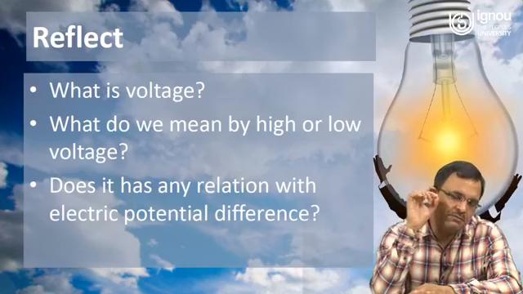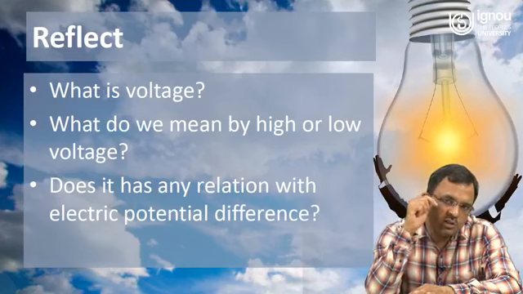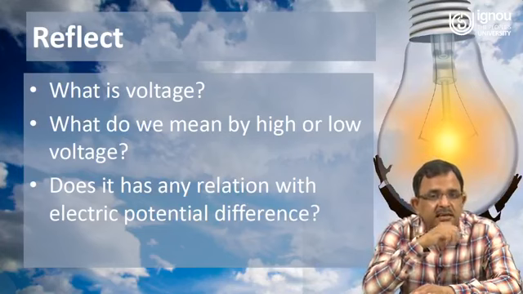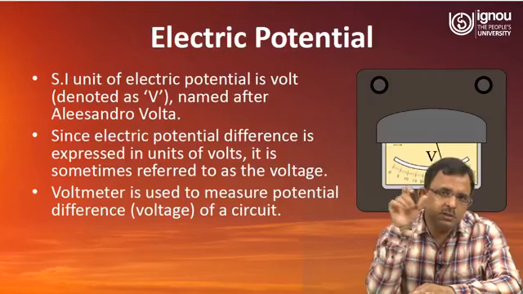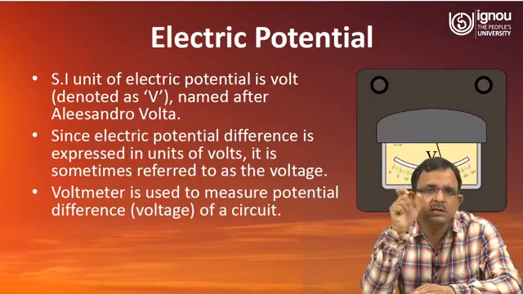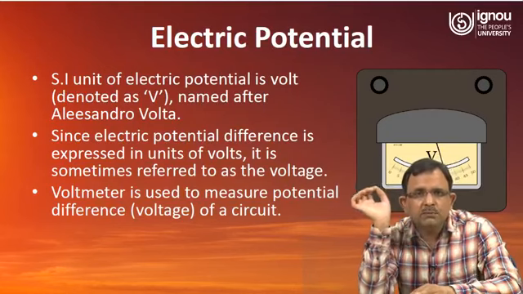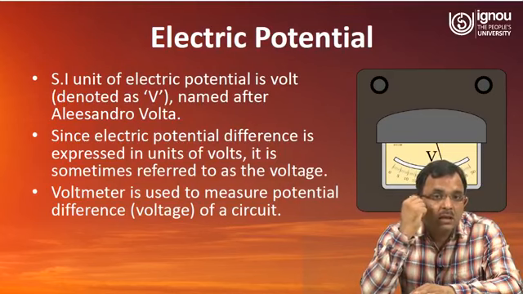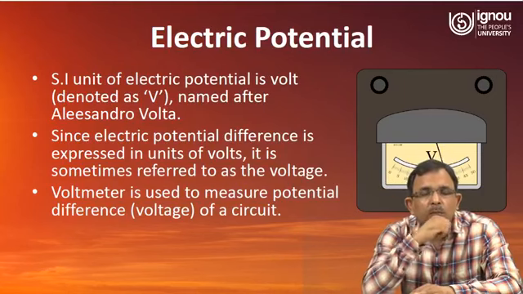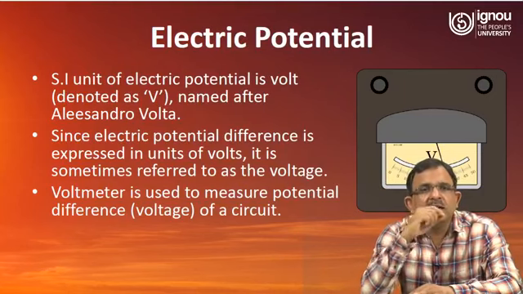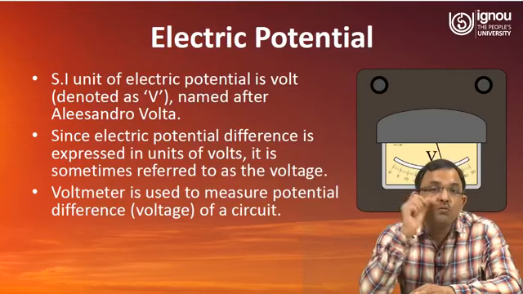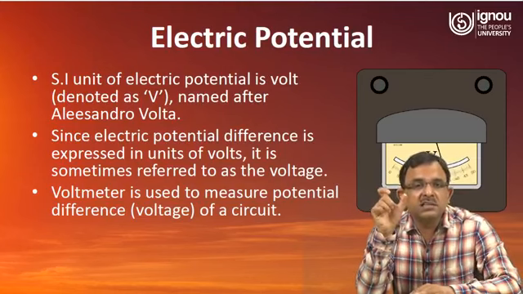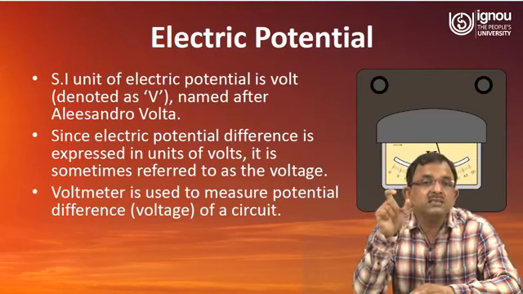Now here you can ask that if the functioning of an instrument is related to the voltage, does it mean that it has any relation with the electric potential? Because when we talk about electric potential, we all know that electric potential is denoted as V, and V is basically the short form of volt, which is named after Alessandro Volta. Now here you can ask your students to collect information on what Volta has done. What was the experiment of Volta? Because the electric potential difference is expressed in the unit of volts, that's why it is sometimes referred to as voltage.